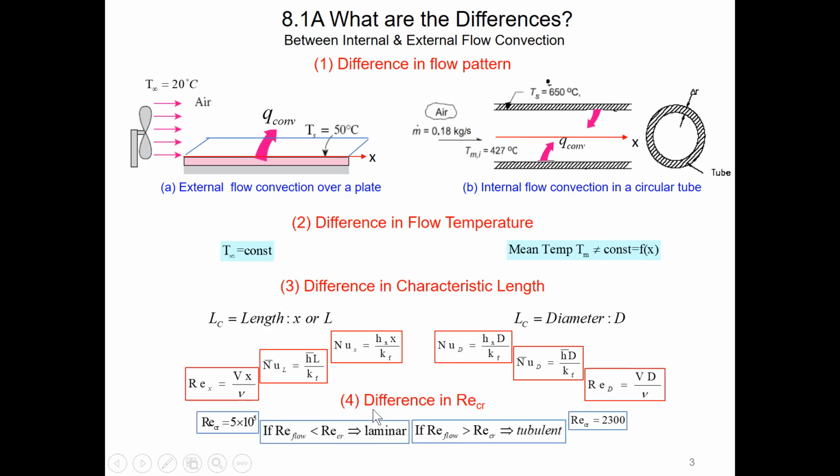The fourth difference is in the critical Reynolds number value. For external flow convection, it is 500,000. For internal flow convection, it is 2,300. Therefore, when you try to determine whether the flow is laminar or turbulent, you have to use this critical Reynolds number for internal flow convection in a circular tube.